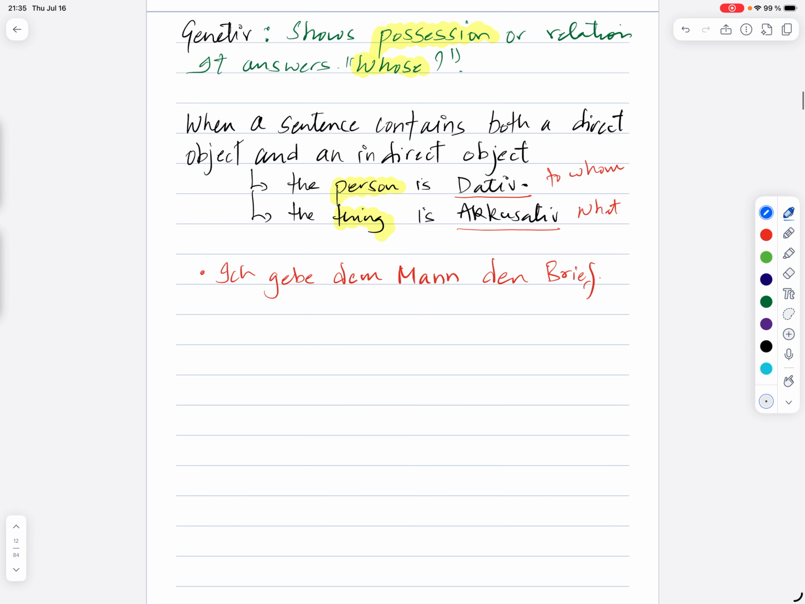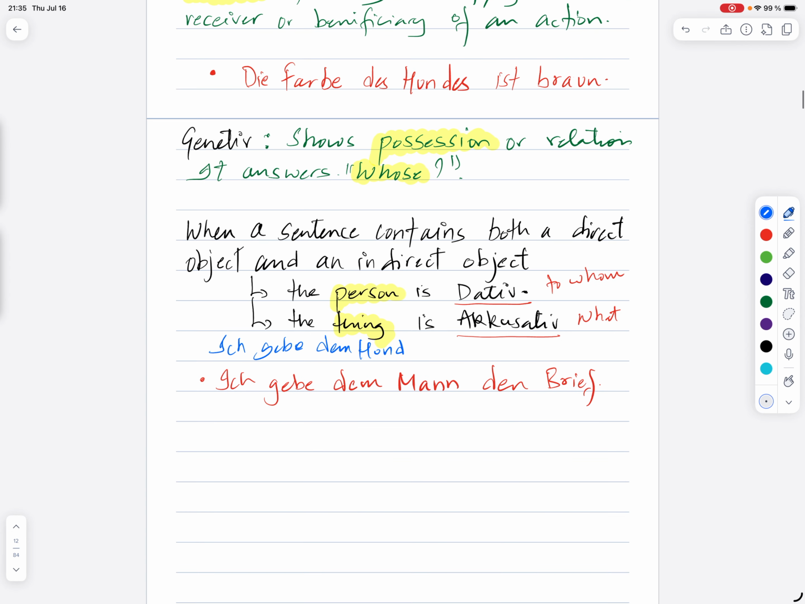For example, ich gebe dem Hund einen Knochen und Wasser. So here we have two things, the bone and the water. I give the dog a bone and water. So that will be in accusative. Ich is in nominative, who's the doer, and dem Hund is in dative.